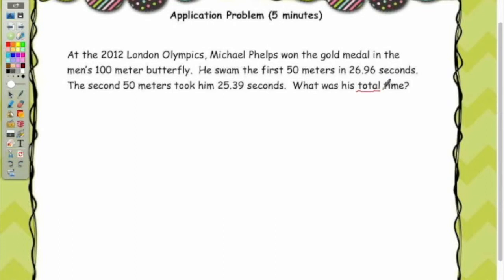Okay, Anna, tell me what I'm going to do on this problem. What does total tell me I'm going to do? You're going to add. Okay, so what about the 100 and the 50? Do I need to worry about those? No. I'm adding the times. So 26 and 96 hundredths plus, line up the decimals. Thank you for reminding me.